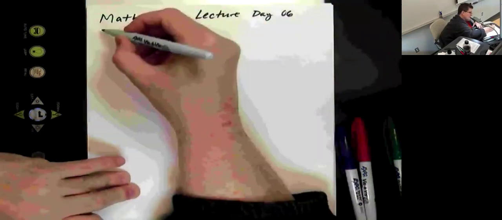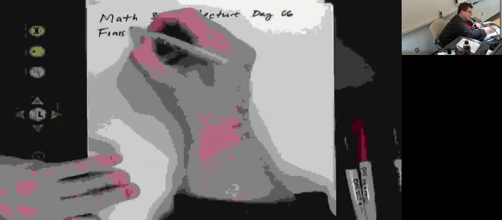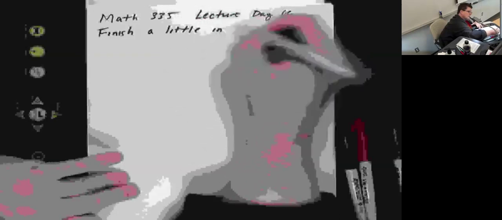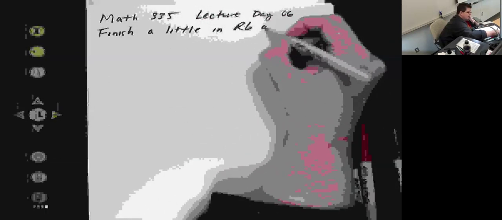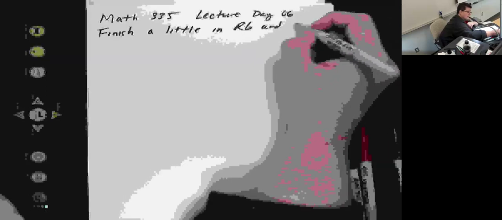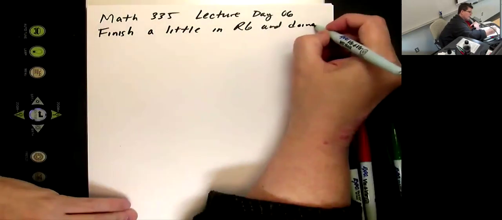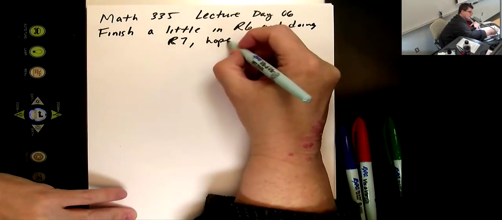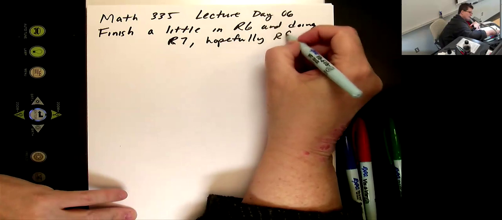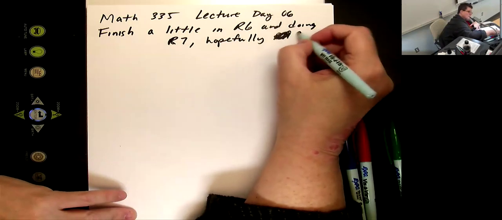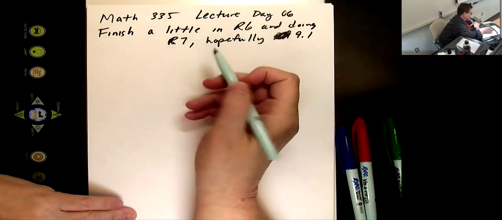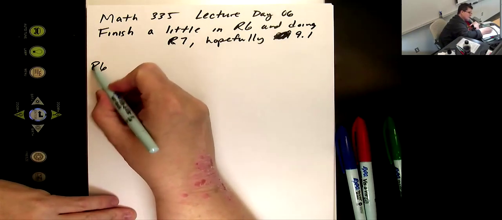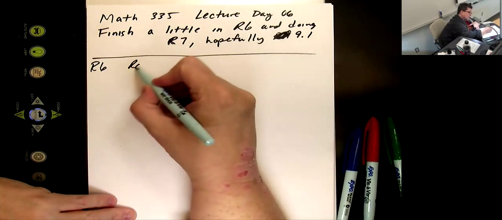We're finishing up a little in R6 or R7, and doing R7 and hopefully R9. So let's prep, not R9, 9.1. So let's do a little bit of prep for some stuff we're gonna do today. In R6, what we need to finish is radical equations.